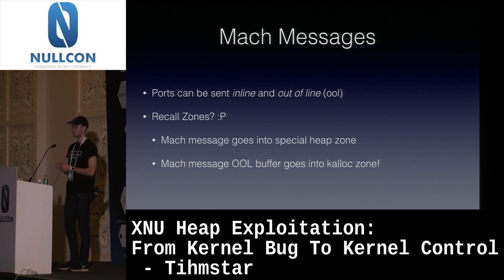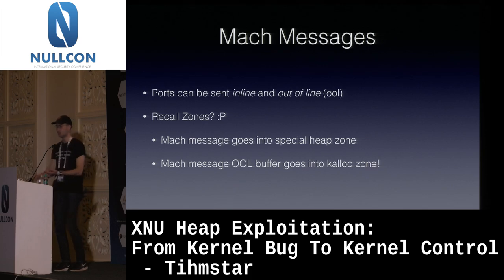But a Mach message out-of-line buffer goes into a kalloc zone, and in kalloc, lots of things can be allocated, generally everything you'd use malloc for, and you can only use kalloc. So if it falls into the kalloc zone, we can potentially allocate something useful.